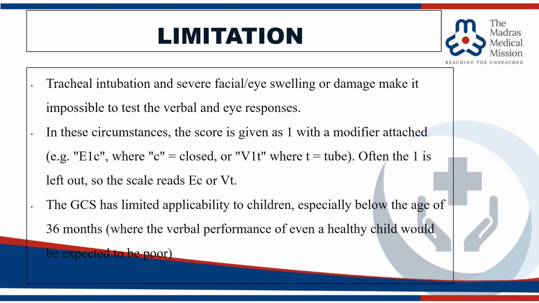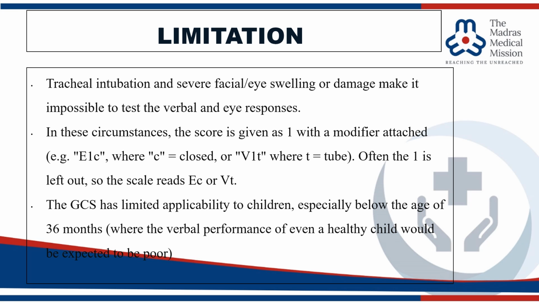There are certain limitations to this GCS scale. The limitations include if the patient has a tracheal intubation, or severe facial or eye swelling or damage. In that case, it is impossible to test the verbal and the eye response of the patient, so it is very difficult to assess the patient's condition using the GCS scale. In these circumstances, the score 1 will be given with a modifier. That is, if the patient has an ET tube or the tube is connected to a ventilator, a score of 1 will be given.